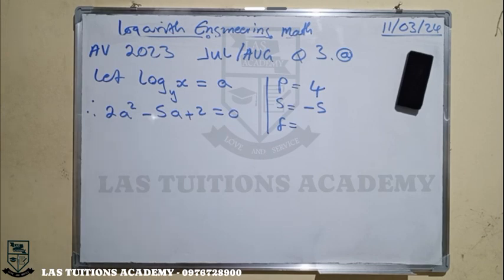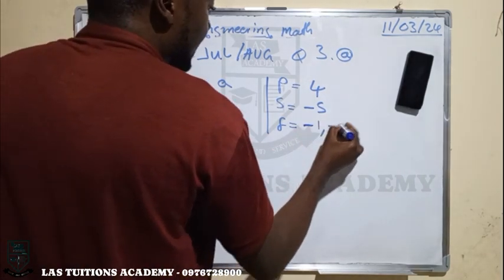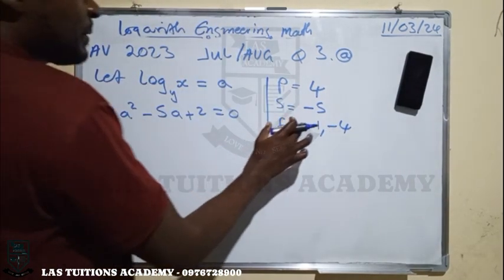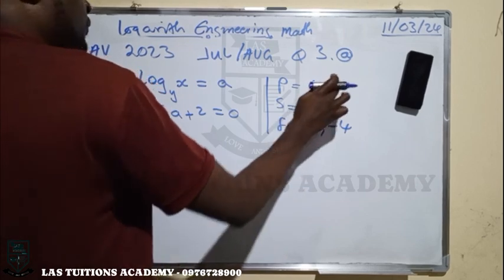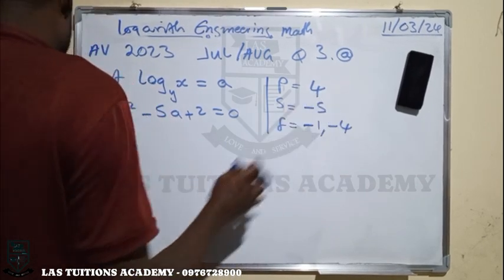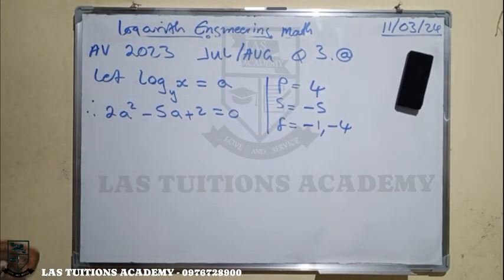Yes, Brandon? -1 and -4. So you get -1, -4. Okay. So when we multiply -1 times -4, you get 4. When we add this, we are going to get -5. How do we find this number?